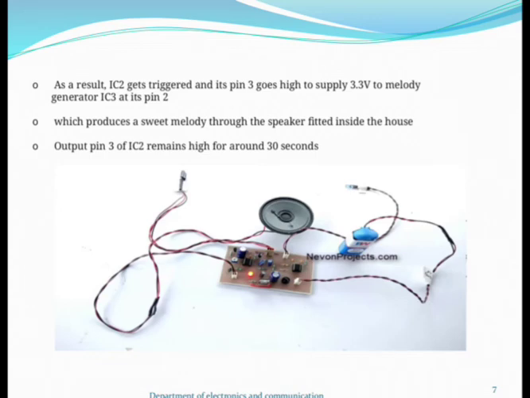As a result, IC2 gets triggered, and its pin 3 goes high to supply 3.3 volts to the melody generator IC3 at its pin 2, which produces a sweet melody through the speaker. The speaker is fitted inside the house. As soon as the generator is powered, it produces a sweet melody, and it is programmed in such a way that it sounds for about 30 seconds.